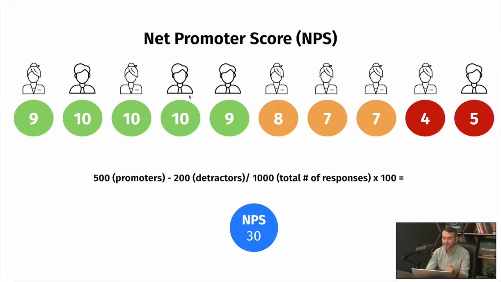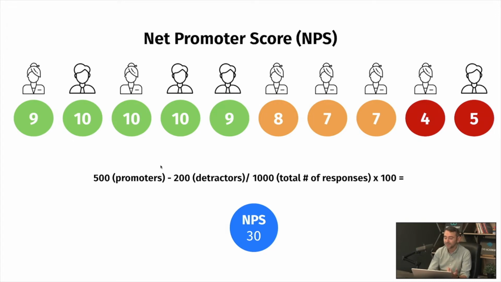We have three types of people. We have the promoters, the ones that are giving a score from 9 to 10. We have the passives or neutrals, the ones that are giving 7 or 8. And we also have the detractors, the ones that are giving a rating from 0 to 6 on the chances for them to recommend your company to their friends, colleagues, and family.